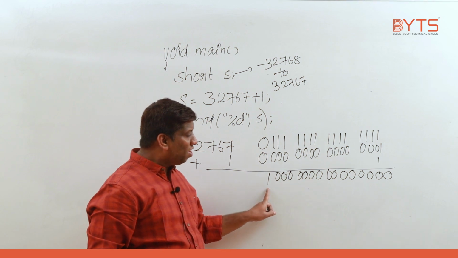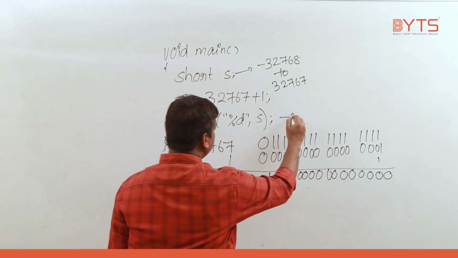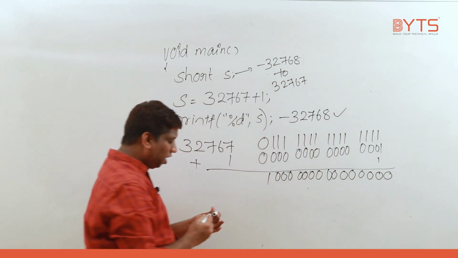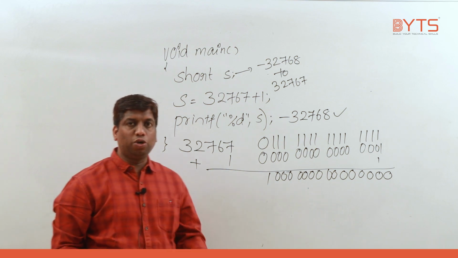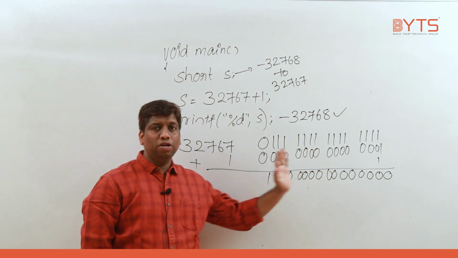What is the value of 1 followed by all zeros? Minimum. What is minimum? Minus 32768 is the answer. Understand? Whenever we are crossing the range, we need to go to the butterfly diagram, or you can write the binary representation and you can solve it anyhow.